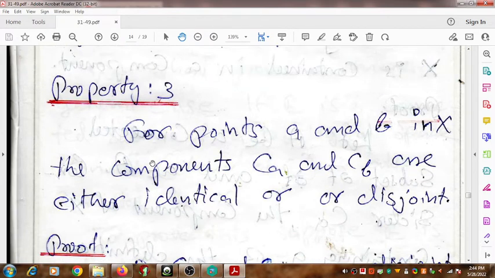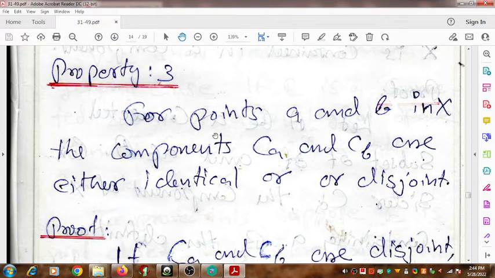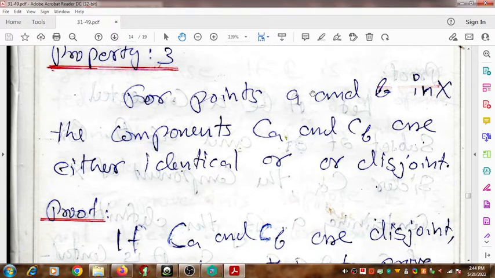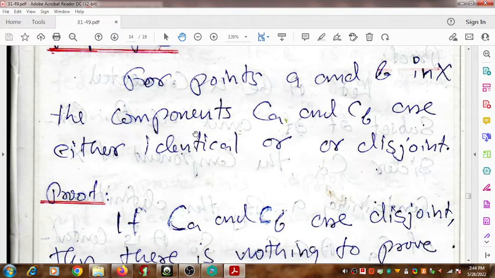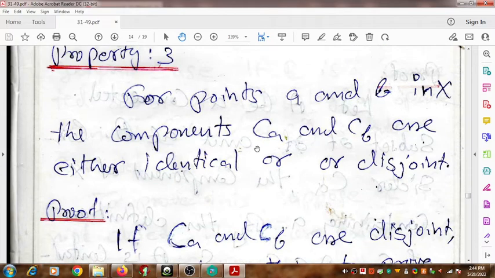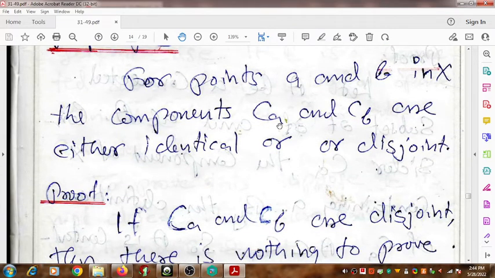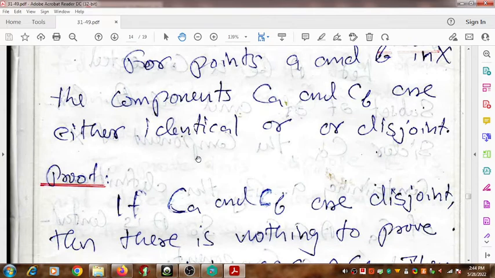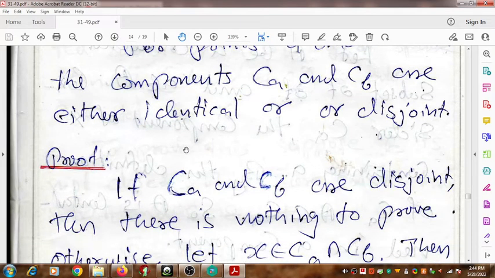The statement of the third property is that for two points A and B in X, the components CA and CB, where we index the component which contains A by CA and the component which contains B by CB, are either identical or they are disjoint. CA and CB are the components containing A and B respectively, and they are either identical, meaning they are equal, or they are completely disjoint.